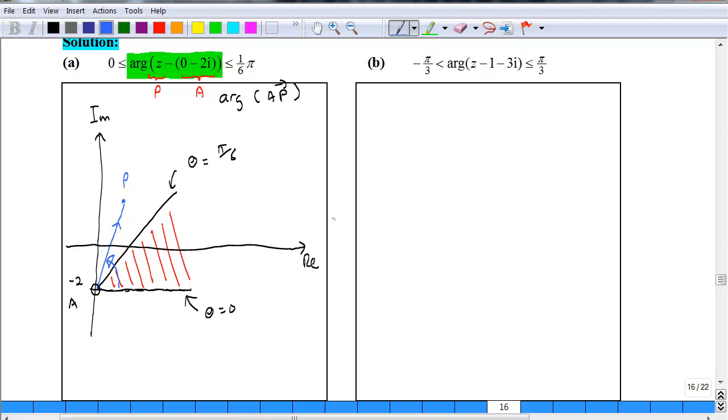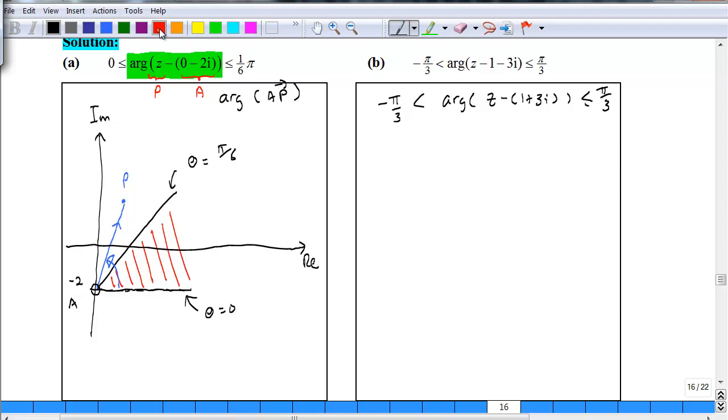As a further example, let's look at example B. We will need to rewrite this in the standard form again, which can quickly be written as argument of... Now in example A, you see that the inequalities involve less than or equal to, so they are not strict inequalities. But in part B, on the left side it is strictly less than, whereas on the right side it is less than or equal to. So there's a difference.